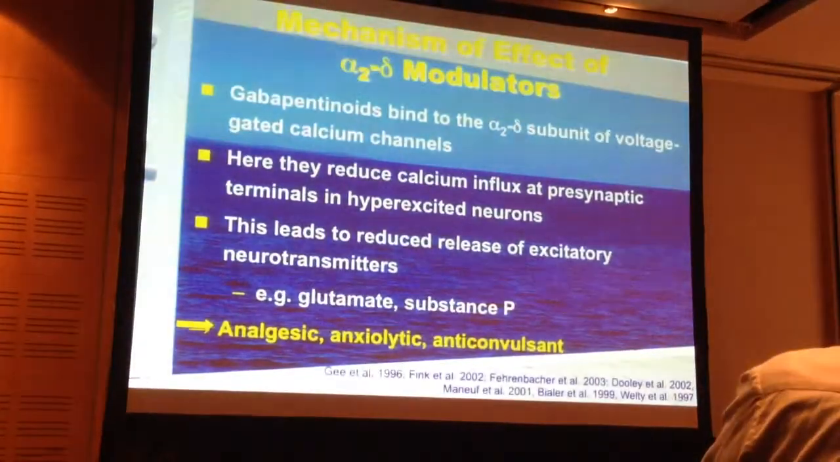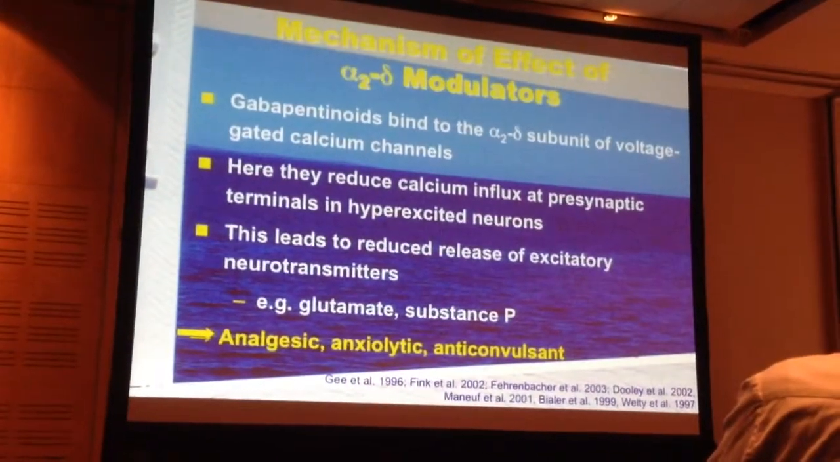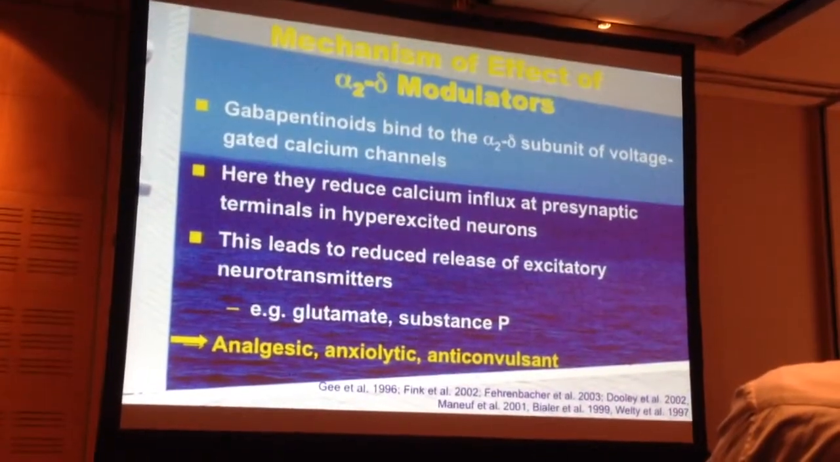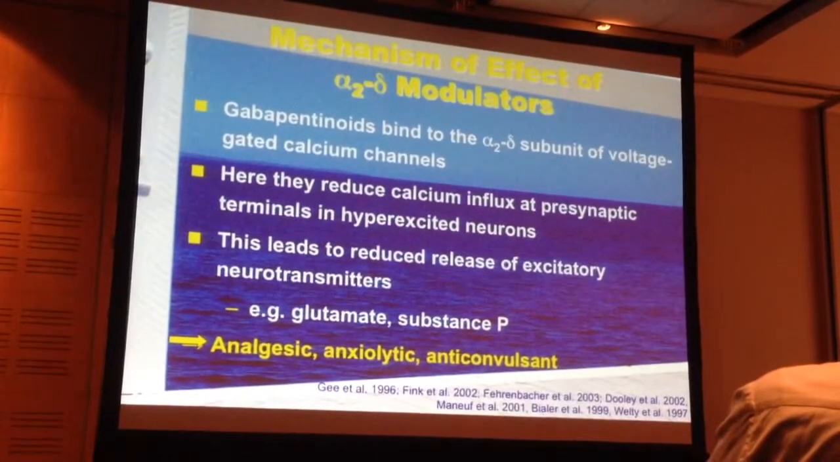So in summary, gabapentinoids or alpha-2 delta modulators bind to the alpha-2 delta subunit of voltage-gated calcium channels.